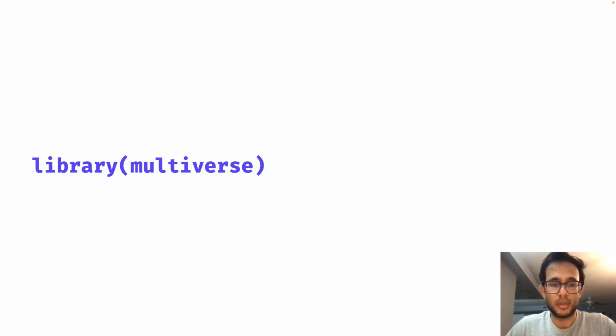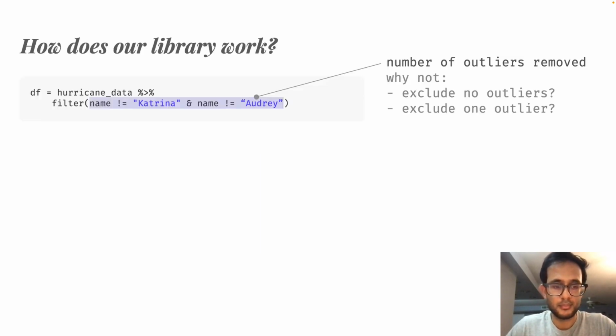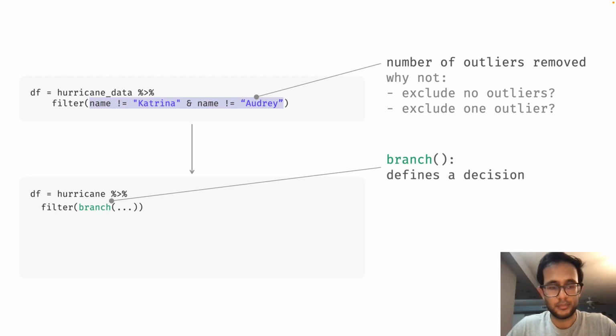To help users implement multiverse analysis in a more efficient manner, we developed the R library called Multiverse. To show how it works, let's return to the example of different choices for excluding outliers. Let's say we want to consider two options, removing no outliers or removing one most extreme value as outliers, in addition to the option that was taken in the original analysis, which was to exclude the two most extreme values.